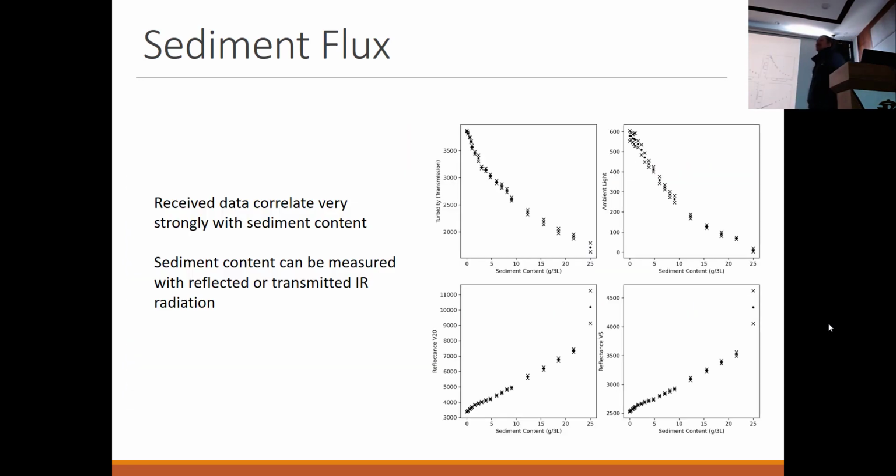Just to show that we're not just making this up, we also did some lab tests just to see how the sensor responds to sediment concentrations. So sediment concentrations here on the X, and then the reflected values here on the Y. We get a really nice linear relationship when we add more and more sediment. The backscatter, the amount of radiation that we get back from the sensors, goes up, and it's a pretty nice linear relationship until you get up to these really high concentrations where it starts to get a little bit more difficult.